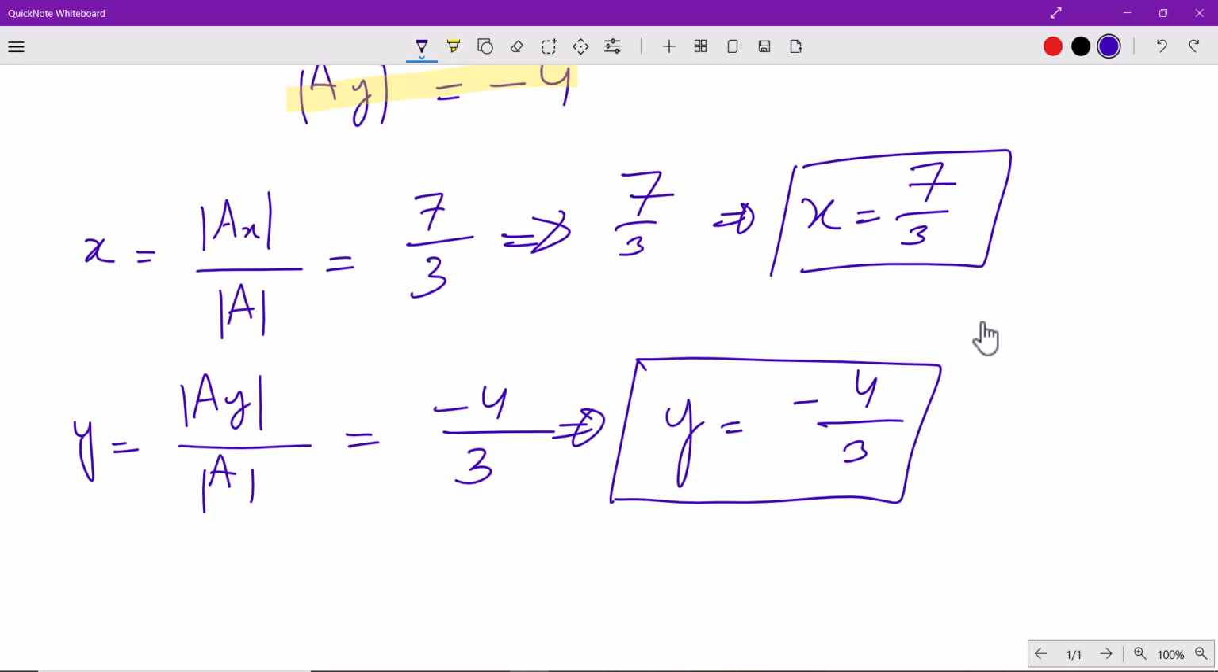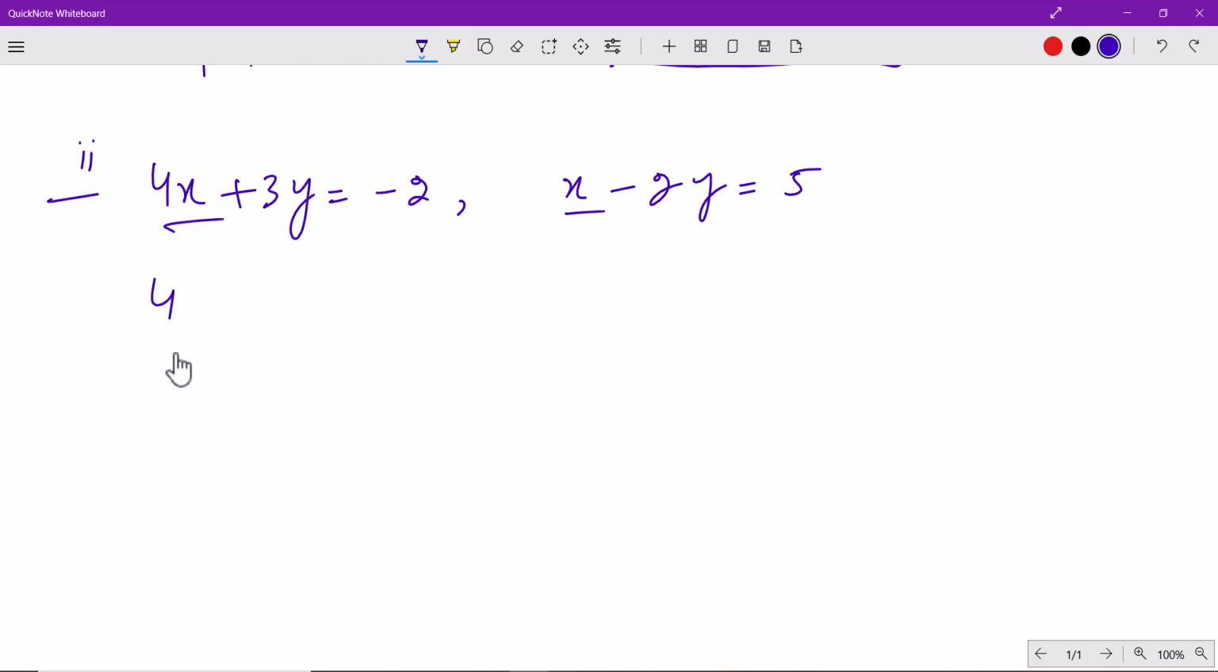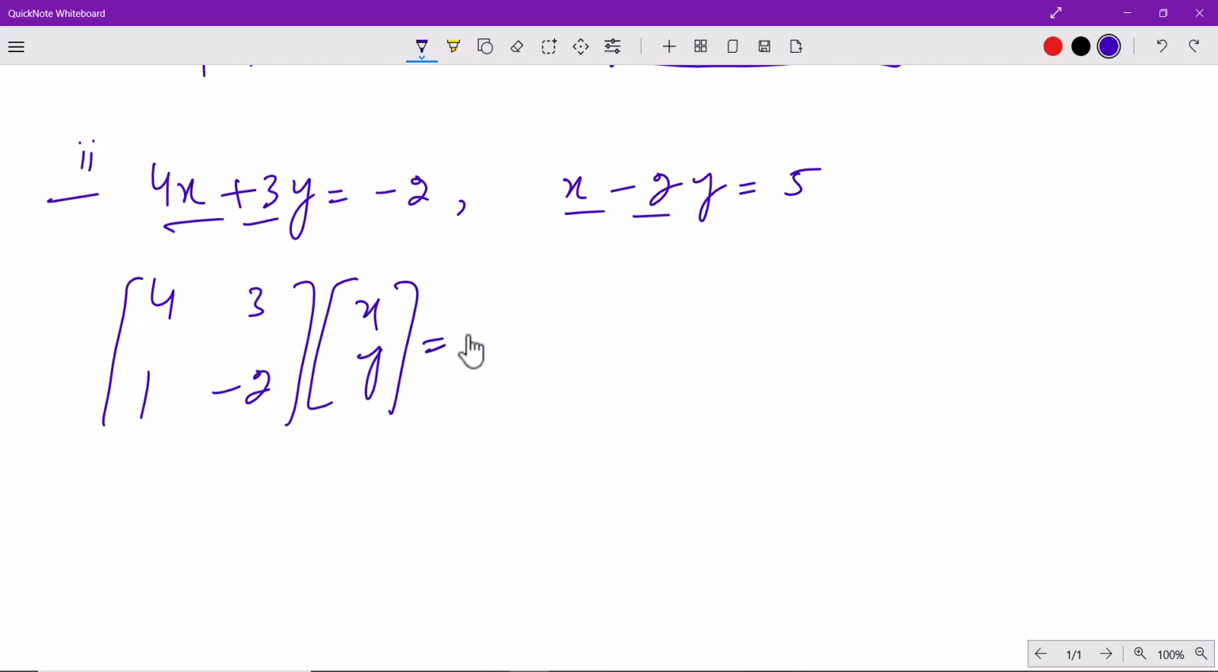Find the x and y values using Cramer's rule. Part number 2: 4x plus 3y is equal to minus 2 and x minus 2y is equal to 5. First in matrix form: the x coefficients are 4 and 1, the y coefficients are 3 and minus 2, and x and y is equal to minus 2 and 5.